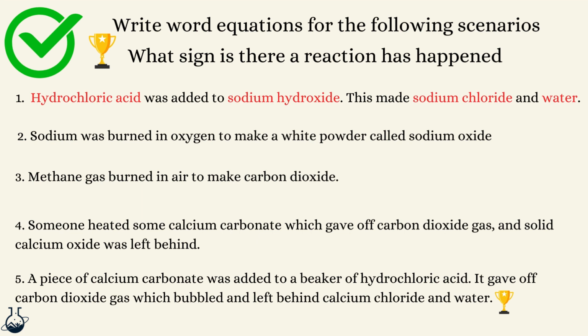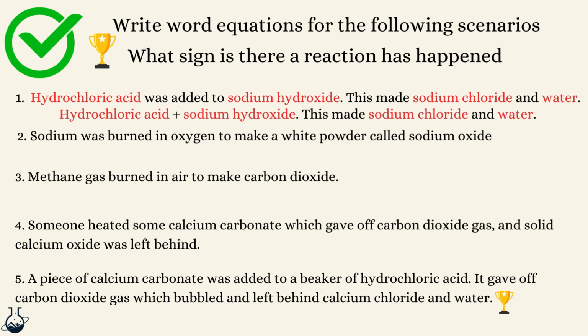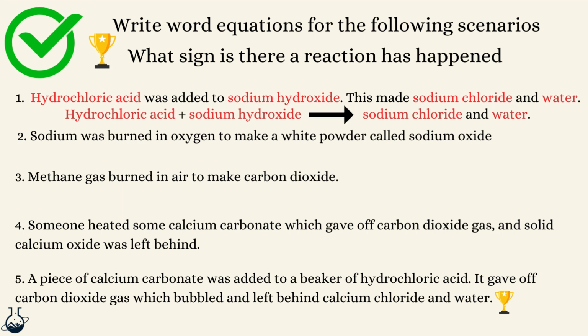So the first one tells us that hydrochloric acid was added to sodium hydroxide. This made sodium chloride and water. As you can see, I have highlighted the key points in the question. I have now replaced the added to an add sign, and the this made portion into an arrow. And replace the final word add to an add sign to give me the following word equation.